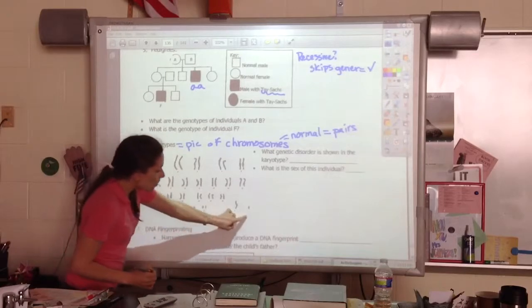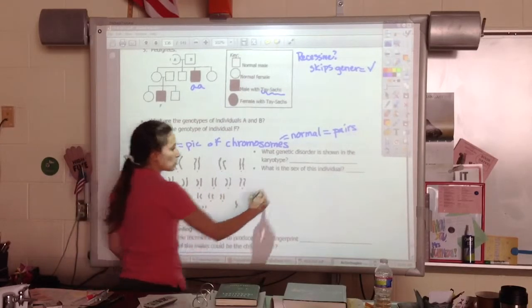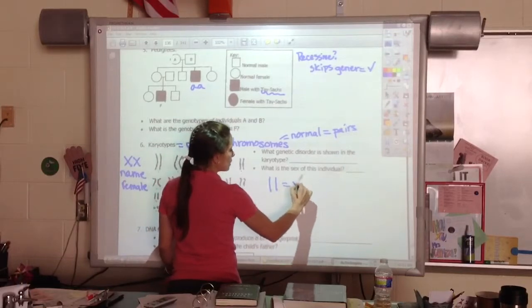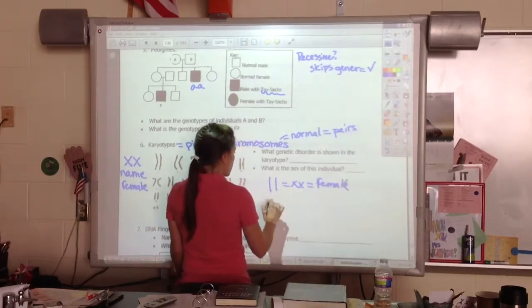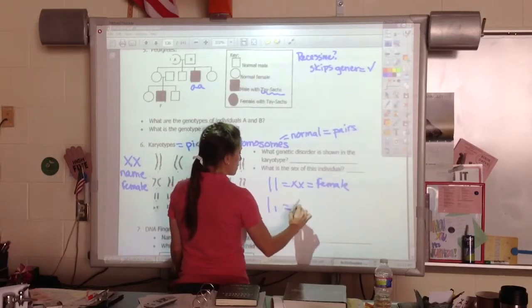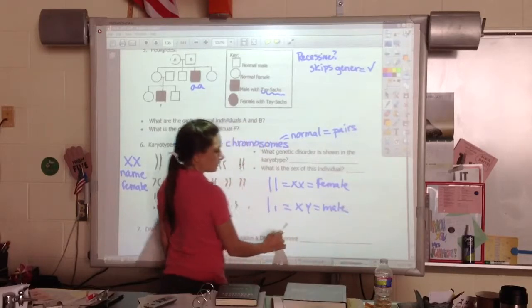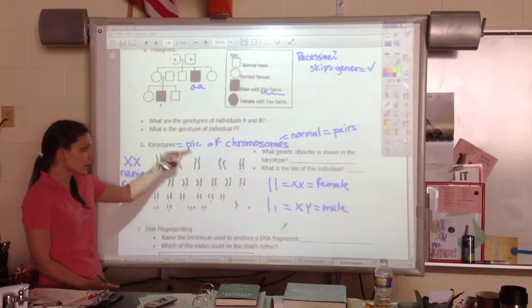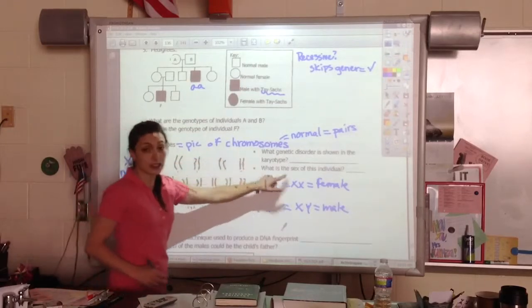And so we look all the way down here at the bottom. We don't see two of the same size. So remember, this is XX, which is female. If I have one tall one and one little short one, that's XY, and that's male. And so when you look here, you're trying to find the genetic disorder and the sex or gender.